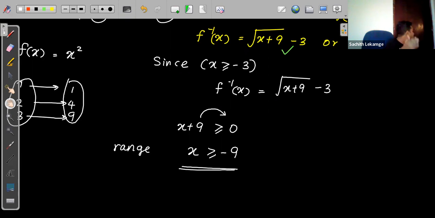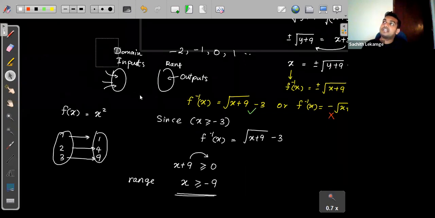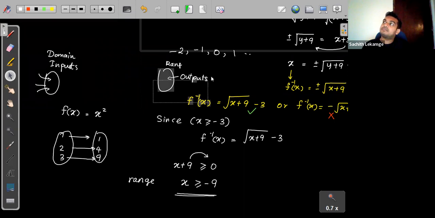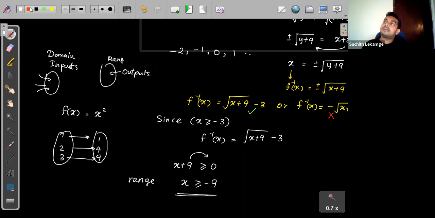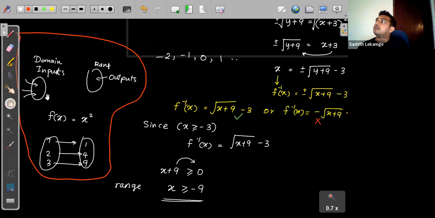Exactly. Domain, what is bigger than minus 10? If you need, write down this part also, right? Because for functions, you need to know this thing. What is domain? What is range? This is an example for you, right? This is not related to this question. Okay, copied it.